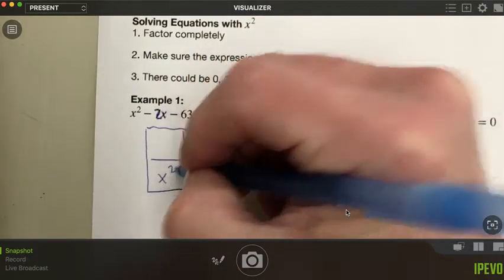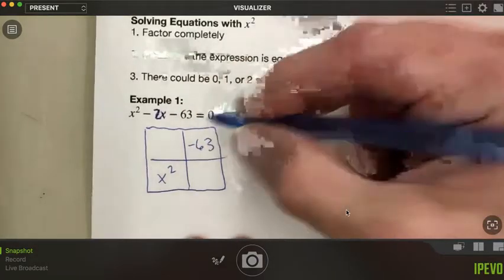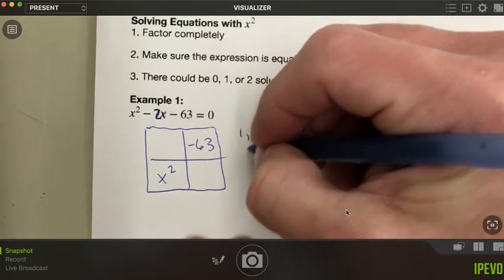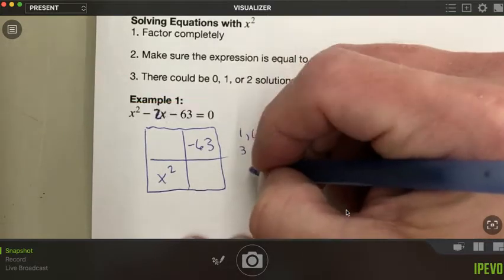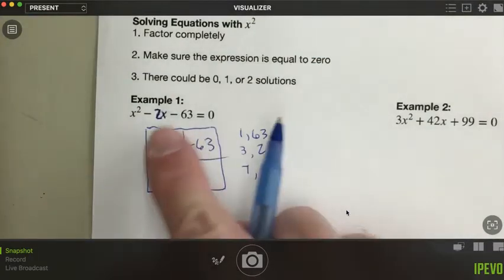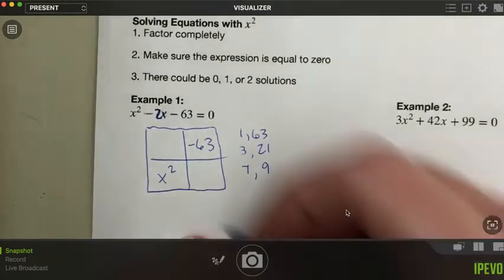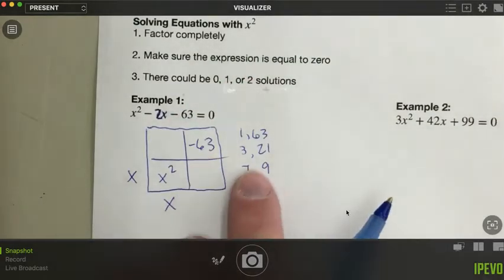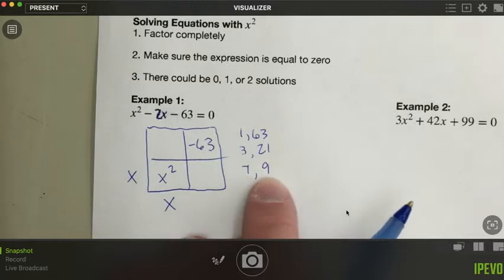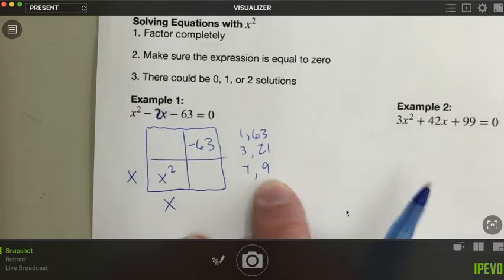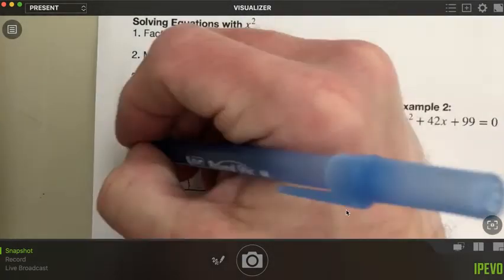I've got an x squared, got a negative 63. Factors of negative 63, well, of just 63 are 1 and 63, 3 and 21, or 7 and 9. All right, so I'm now thinking about this minus 2x, so I know my factors are going to be x and x for x squared. And thinking about which of these numbers could possibly combine to get me a negative 2, I'm thinking 7 and 9 is probably going to work. But because it's a minus 2x, I'm probably going to need a negative 9. So let's give that a go.